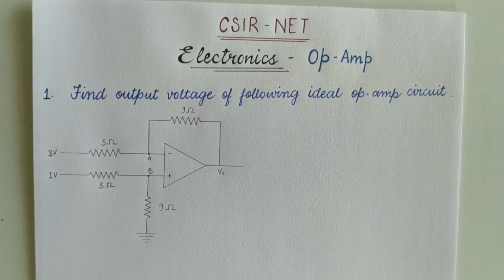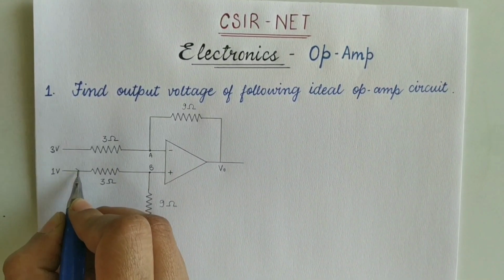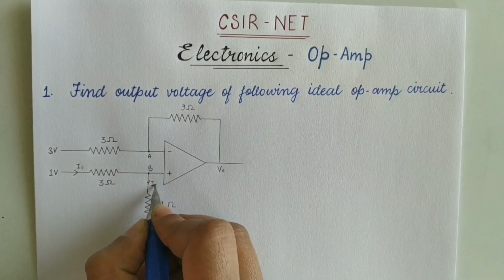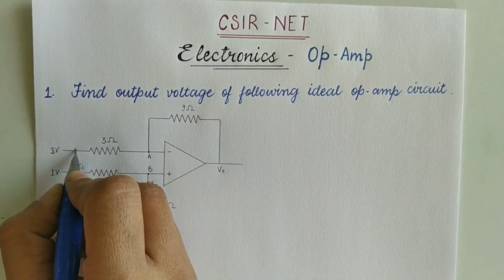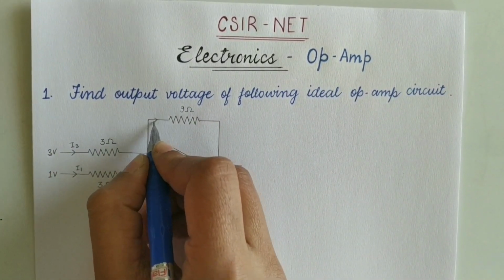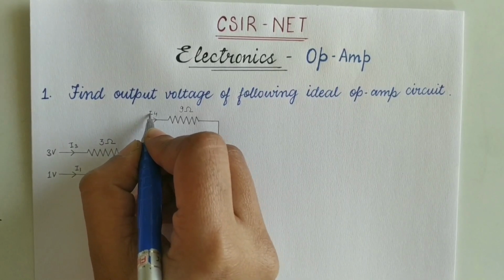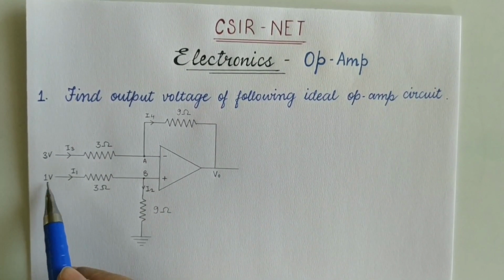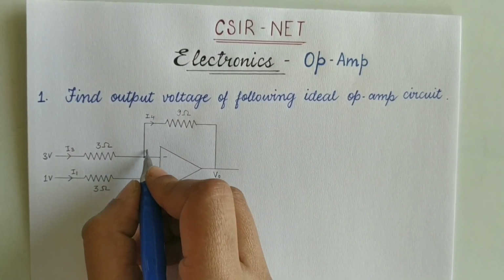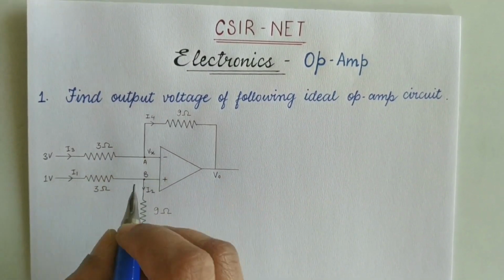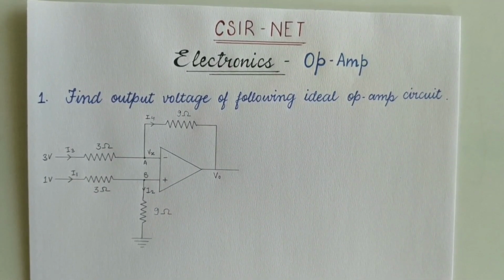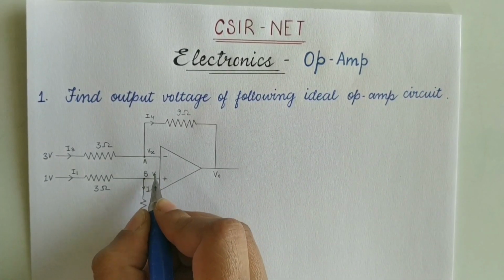So for that, let's suppose the current entering this side is I1 and going to this side is I2. Similarly, the current entering from this side is, let's suppose, I3, and which is passing from here, let's say it's I4. Now as you can see, the voltage is given here, but what about voltages at these points? So for now, let us mark it as Vx. This unknown voltage is Vx. And by the concept of virtual ground, this is also Vx.